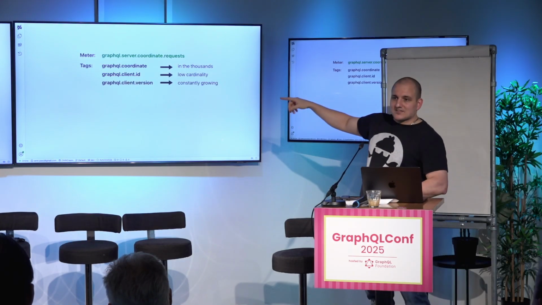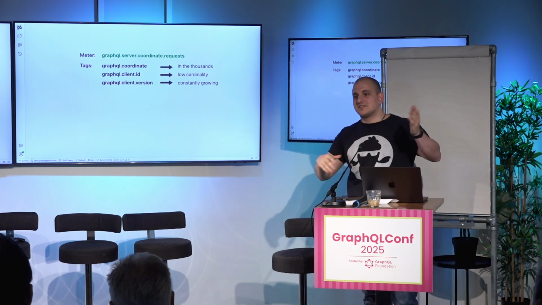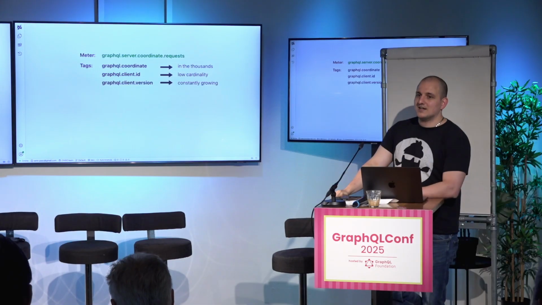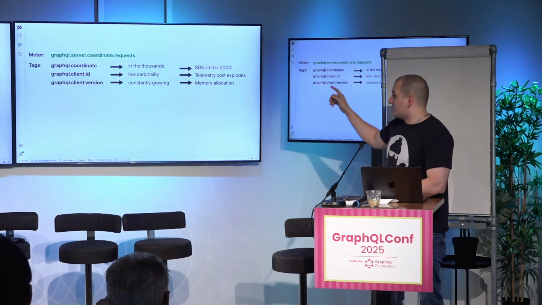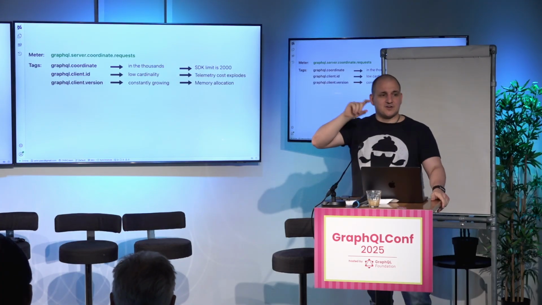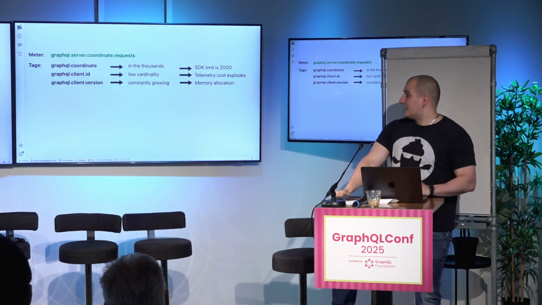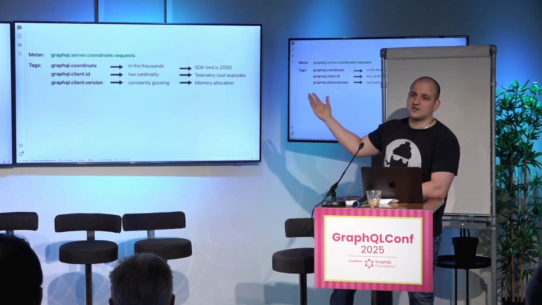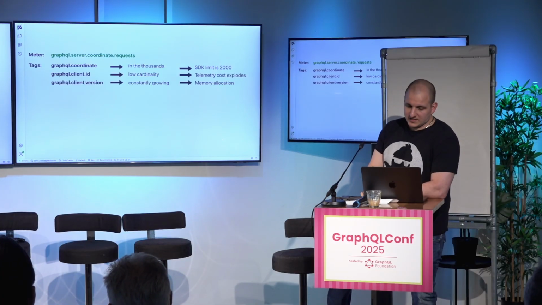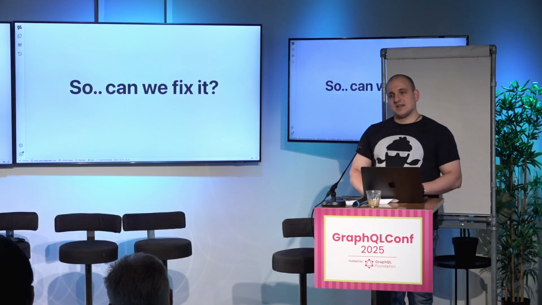While the client ID here has low cardinality, non-issue, the client version is constantly growing. So if you have 5 clients and they like to deploy previews on the web, then this number is constantly growing. If you calculate all these permutations, you very quickly reach the limit of 2,000 per meter of the OpenTelemetry SDK. Again, the problem is telemetry explodes, and also the memory allocation grows because they always have to be in memory. This usually leads to an angry boss, which leads to a bad time, and this makes you sad. So, can we fix it?